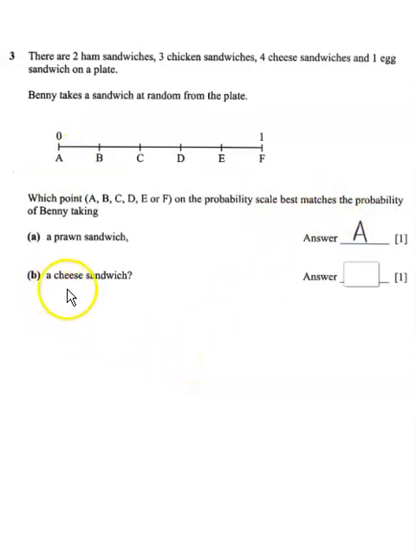So we have a cheese sandwich. If we look there, it says 4 cheese sandwiches. Now that's out of 10 sandwiches altogether. If we split this into 10, that's 1, 2, 3, 4, 5. So that's 2 sandwiches each, so 2 and 4. 4 sandwiches is what we have for the cheese ones, and it should be at C.